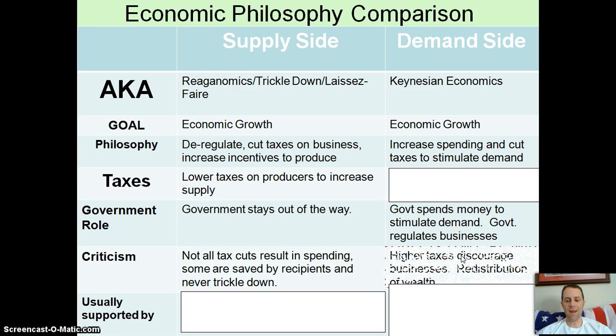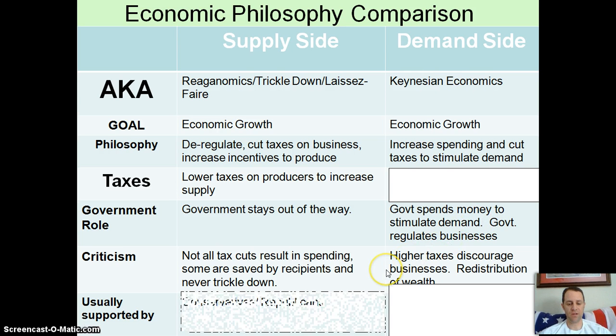The criticism of demand side is that higher taxes discourage businesses. So if you keep taxes high on business, they will not expand. They won't hire workers, and it's essentially redistribution of wealth. You're taxing the wealthy and giving it to the poor to create this artificial demand that would not otherwise exist.